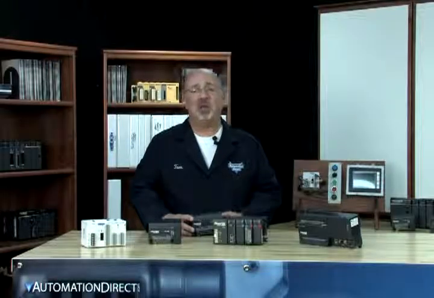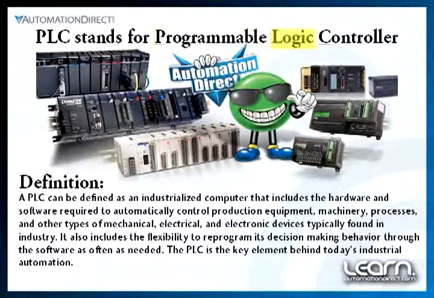Let's start by learning what the commonly used acronym PLC stands for. PLC is short for Programmable Logic Controller. In general, a PLC is an industrialized computer used to automate production equipment and/or processes. The PLC's hardware and software allow it to monitor the status of incoming events and control the outcomes. It also has the flexibility to reprogram its decision-making behavior through software as often as needed.